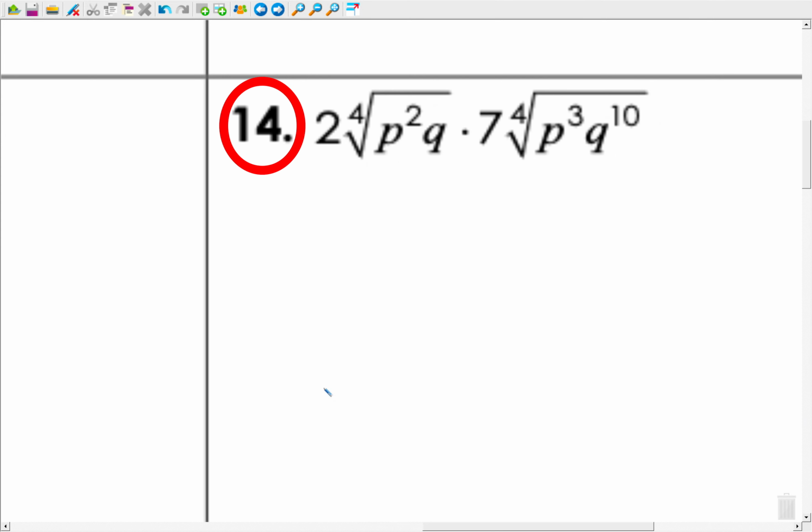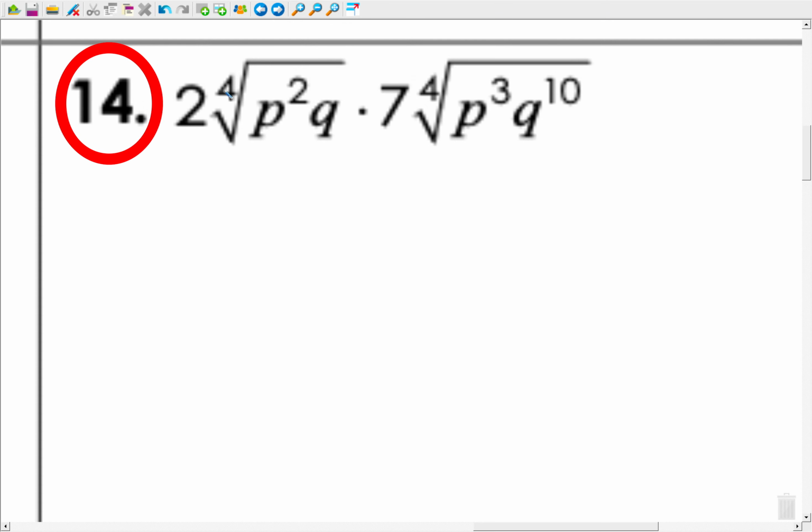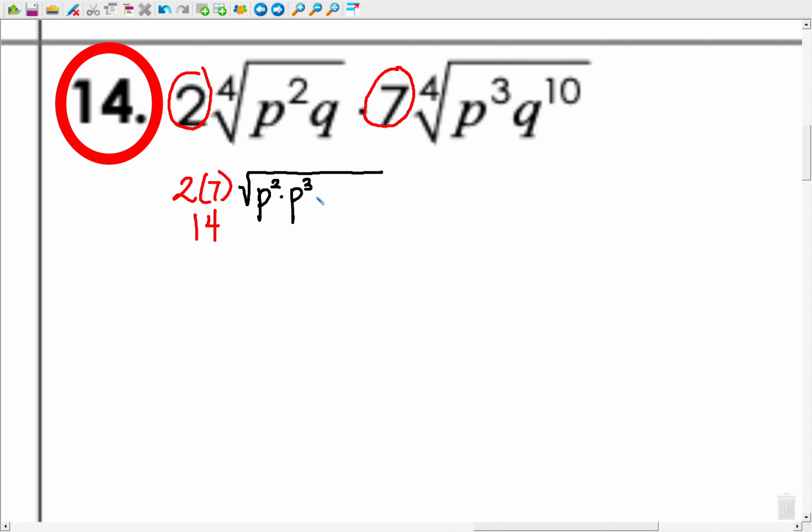Number 14. Let's look at what we did in the last problem. We're going to do the exact same thing again now. You want to multiply your 2, which is your coefficient, times your 7 here. 2 times 7 is 14. But now I have a radical that I need to put together. Because what this is telling me is that I'm now going to have p to the 2nd power times p to the 3rd power times q to the 1st power times q to the 10th power.